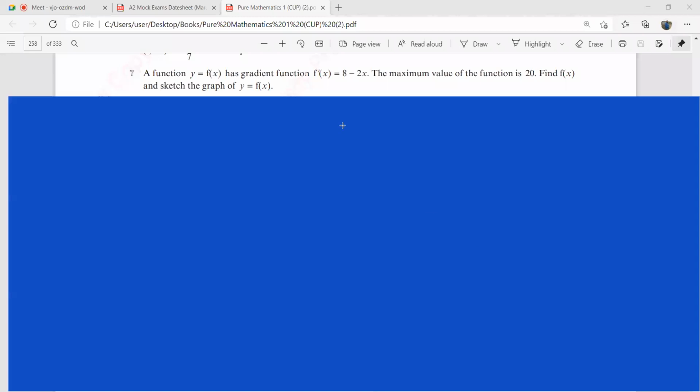Okay, question number 7. It says a function y is equal to f of x has gradient f dash of x. So the only difference in this question is that before this you were given dy by dx, and now you're given f dash of x, and that is 8 minus 2x.